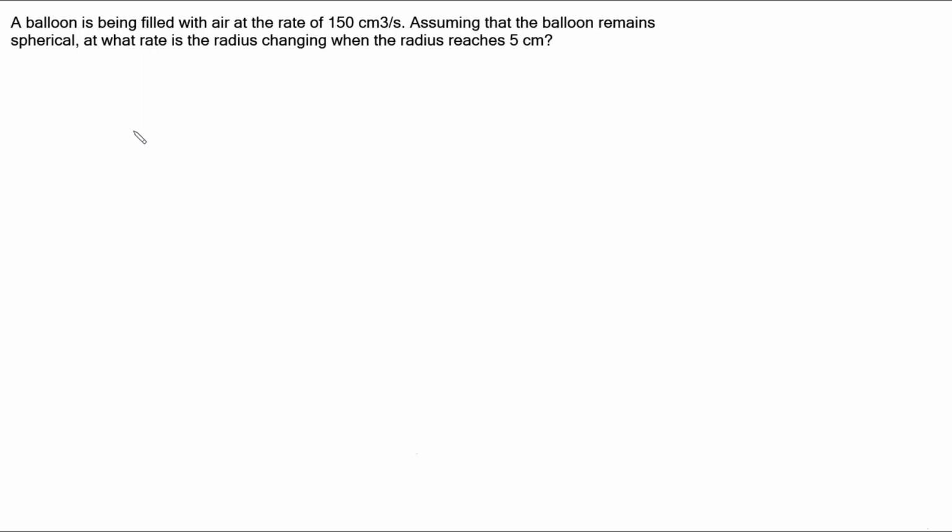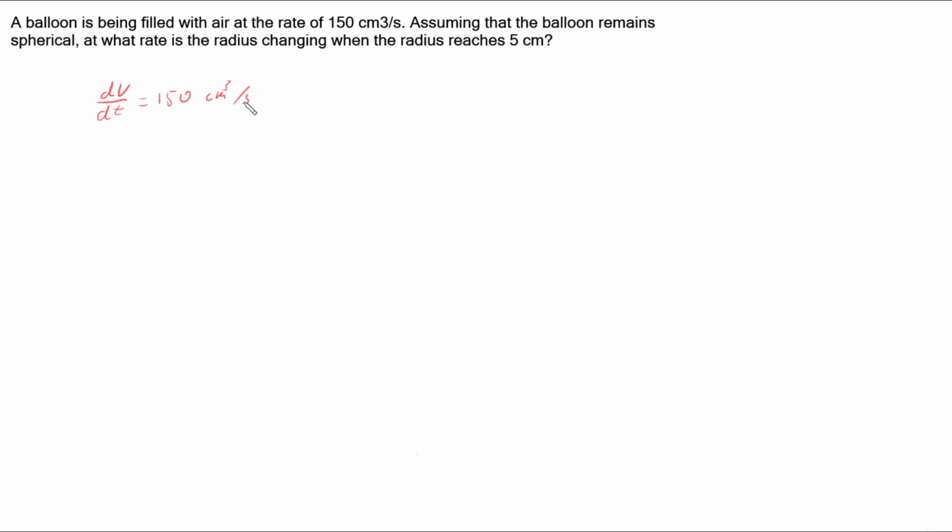Hi, in this video I'm looking at this problem where a balloon is being filled with air at a rate of 150 centimeters cubed per second. Assuming that the balloon remains spherical, at what rate is the radius changing when the radius reaches 5 centimeters? Now we have this rate given to us, 150 centimeters cubed per second, and that is volume. Centimeters cubed is volume. So we've got the rate of change of volume over time, dV/dt, is 150 centimeters cubed per second.